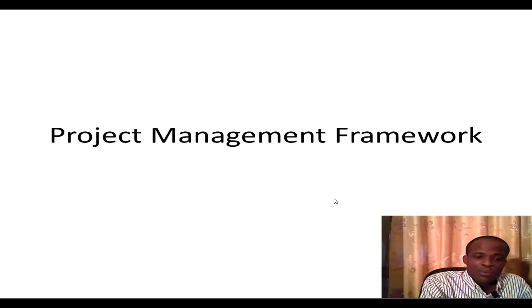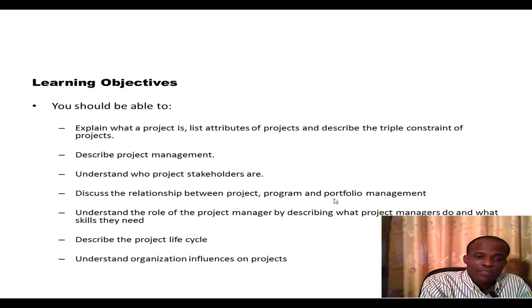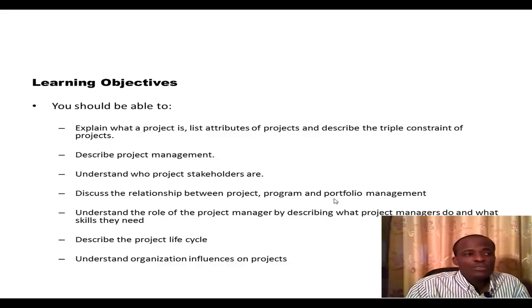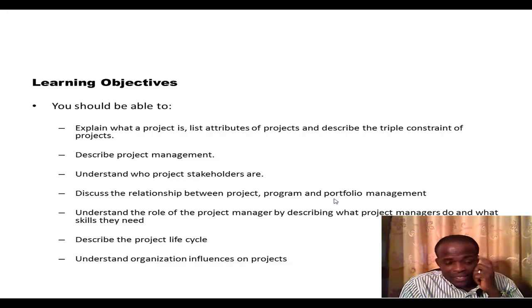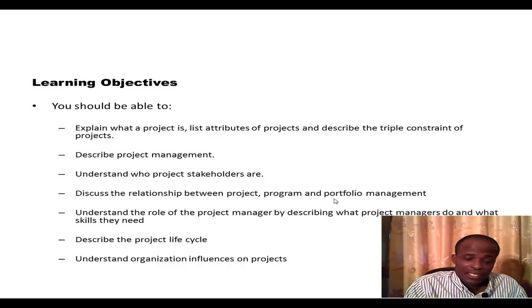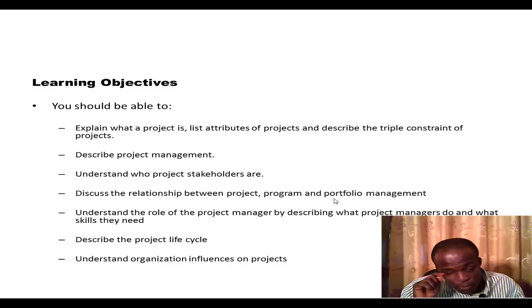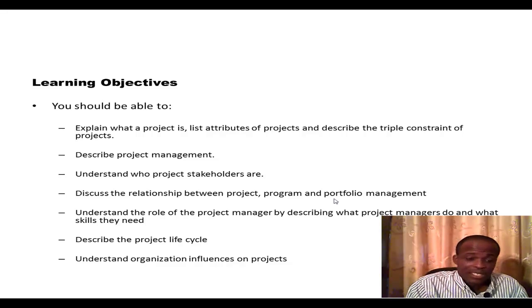Great, so we shall start with project management framework. And the learning objectives for this chapter is such that at the end of the chapter, you should be able to explain what a project is. And of course, projects have attributes, so you should also be able to list some attributes of projects and describe what we call the triple constraints of projects.